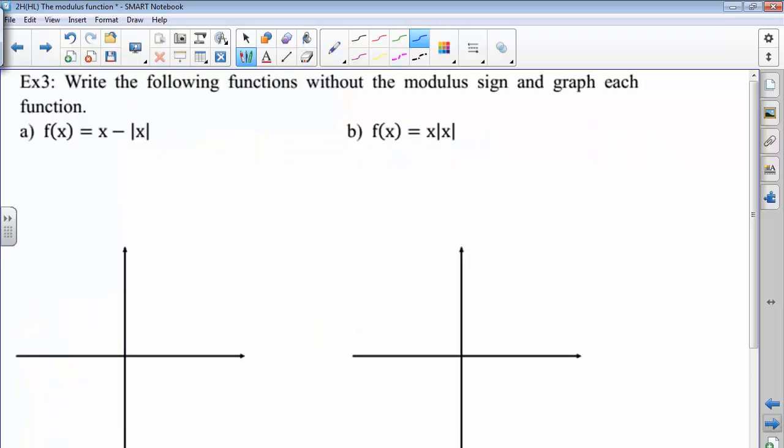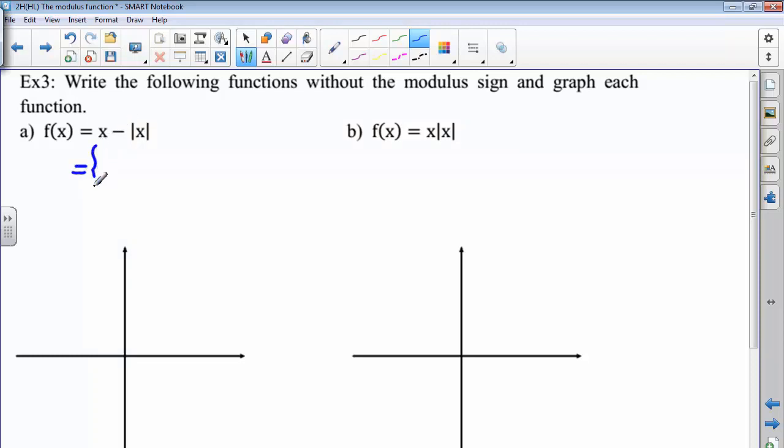Example 3. Write down the following functions without the modulus sign and graph each function. That means we need to get rid of the absolute value symbol. The first one, let's look at how I can remove these two vertical lines.